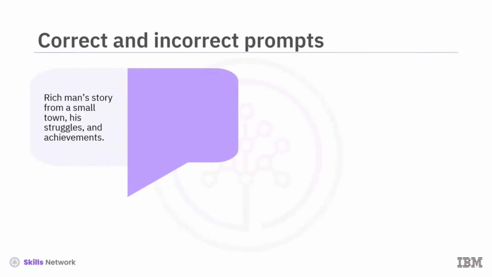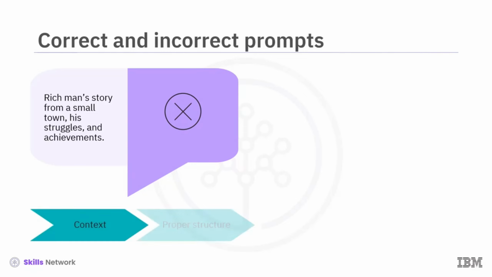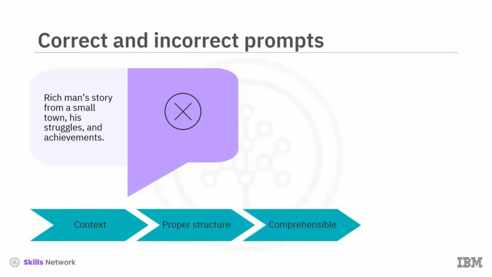If your prompt is "Rich Man's Story from a Small Town, His Struggles and Achievements," it'll produce a generic output, as this is what we call naive prompting. It means asking queries from the model in the simplest possible manner. To convey your intentions to the model, you can make simple adjustments that can radically improve the result, like your prompt must have context, a proper structure, and be comprehensible.